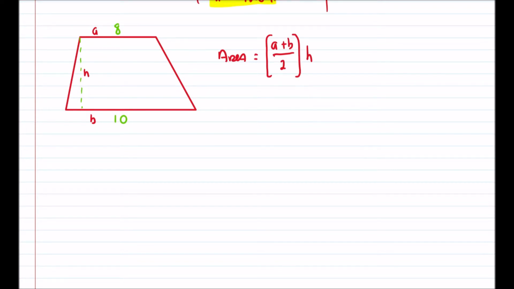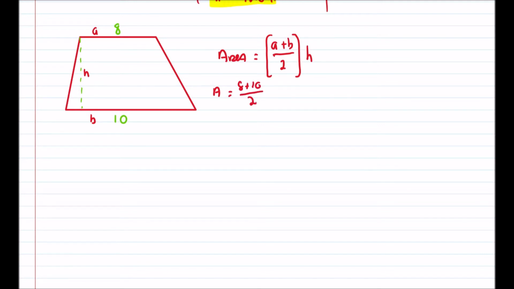Right, next question, we have a trapezium. Very simple, in our logbooks there is a formula for the area of a trapezium. We have the base, which is B, the top flat is A, and then we have the perpendicular height, which is H.